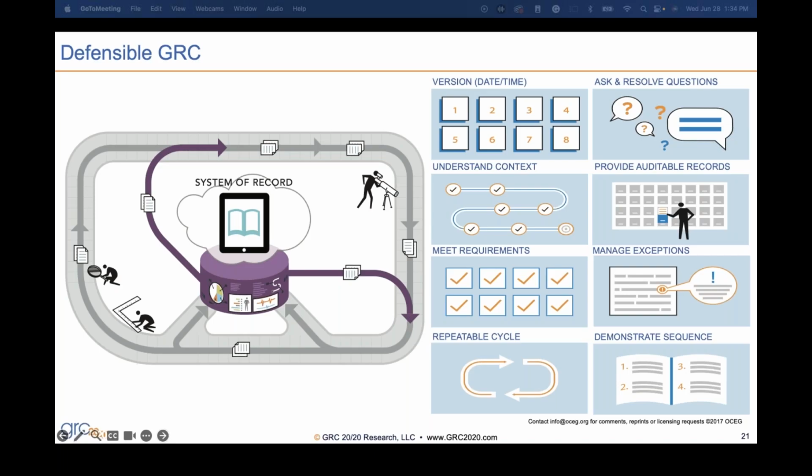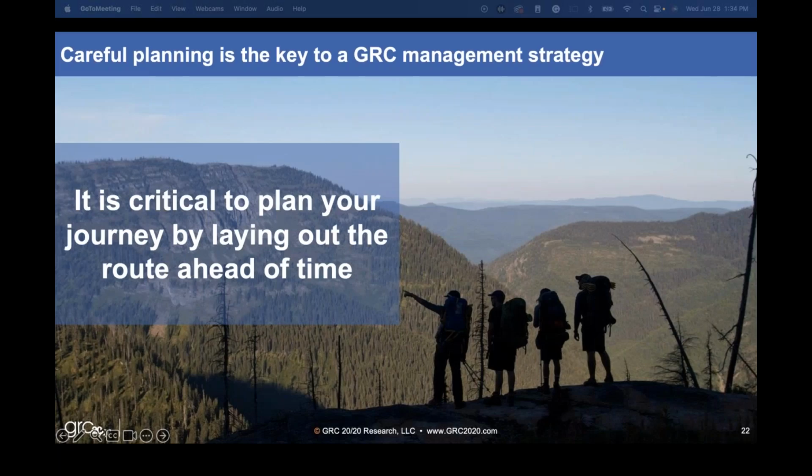You need a strong audit trail and system of record that's only available through good control technology to be able to deliver that in the environment today. And you need to be able to show how you demonstrated the sequence of compliance and control as well. So here's my 5-step plan for building a strong GRC management strategy in your organization.